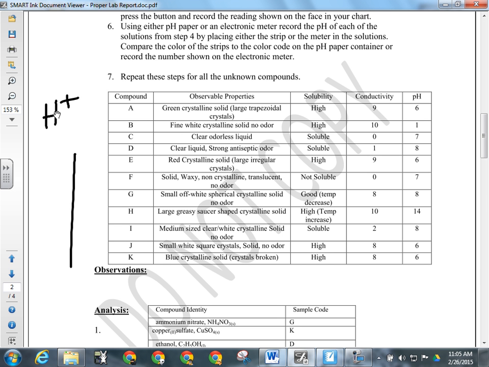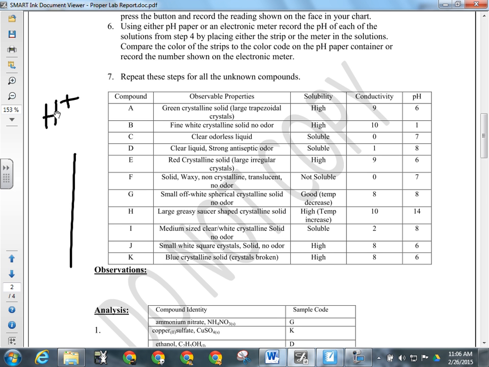For E, red crystalline solid. All right, this is big. Red. Red's always associated with what metal? Cobalt. Okay, always associated with cobalt. So, okay, let's confirm that this is an ionic compound. It is. Conductivity of 9. So this is our cobalt chloride.